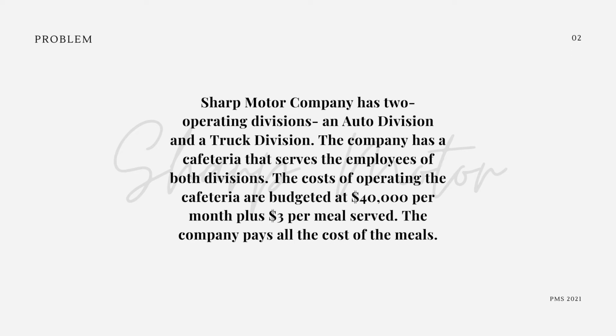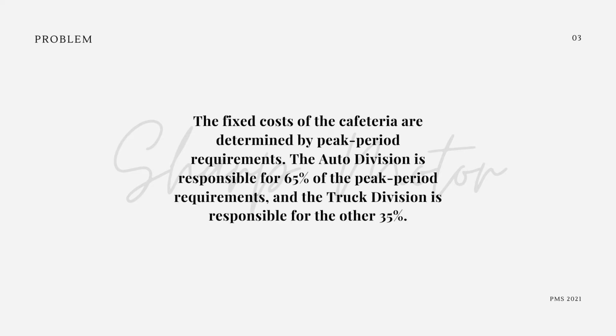Sharp Motor Company has two operating divisions, an auto division and a truck division. The company has a cafeteria that serves the employees of both divisions. The costs of operating the cafeteria are budgeted at $40,000 per month plus $3 per meal served. The company pays all the costs of the meals. The fixed costs of the cafeteria are determined by peak period requirements.